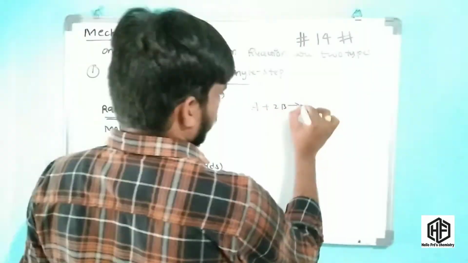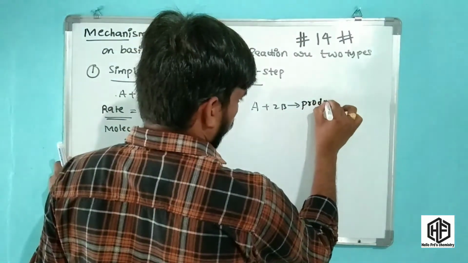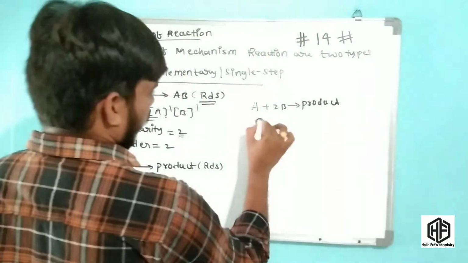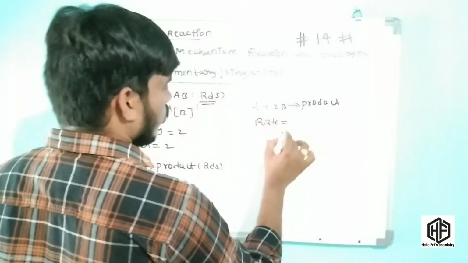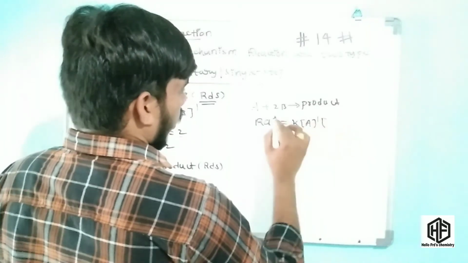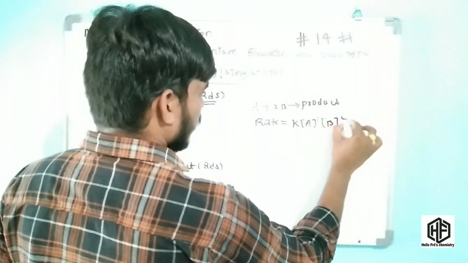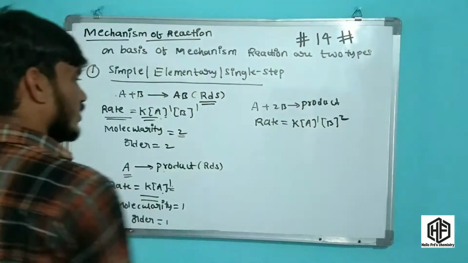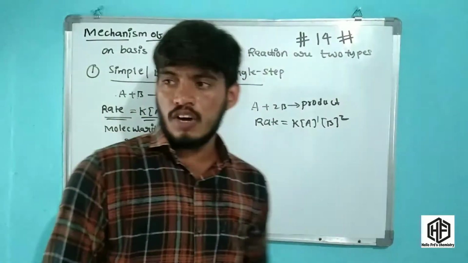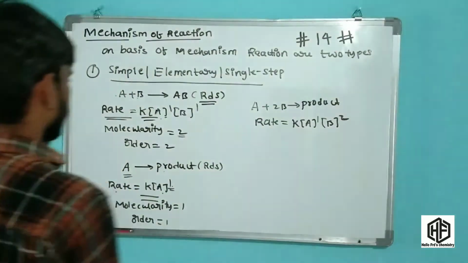And one more important reaction, A plus 2B gives product. For this type of reaction, the rate is, experimentally, friends, rate is equal to K into concentration of A power of 1 and concentration of B power of 2. This is the elementary or single step reaction.